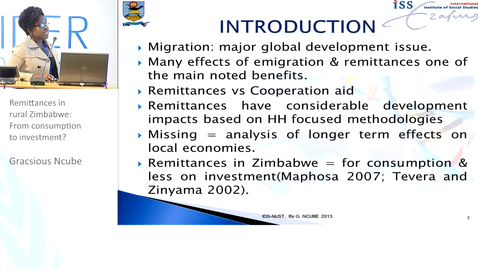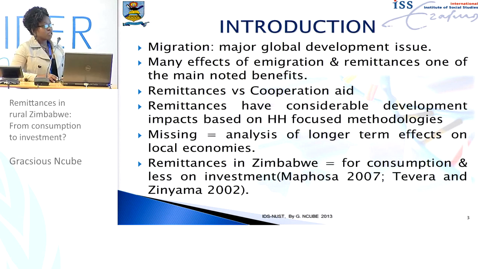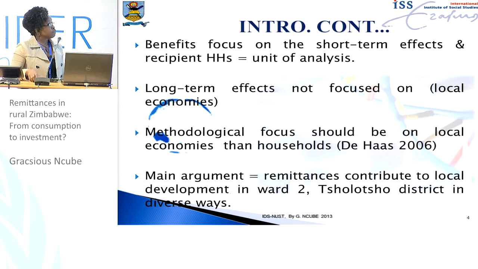But the missing link has been an analysis of longer-term effects on local economies. As much as remittances benefit households, what is the effect of these remittances in the long run on local economies? And in Zimbabwe, remittances have been said to be used mainly for consumption and less on investment. This is according to studies by such scholars as Maphosa, Tevera, and Zinyama, 2002. These studies focus on the short-term effects in recipient households, using these as units of analysis.